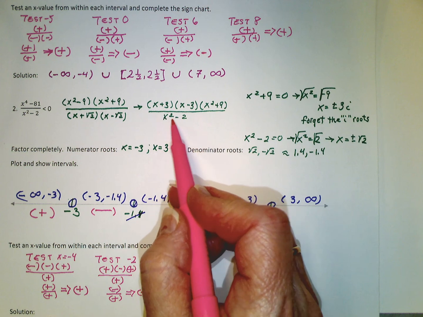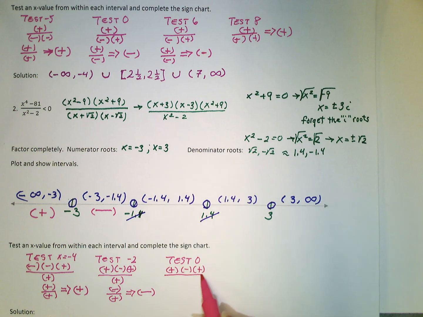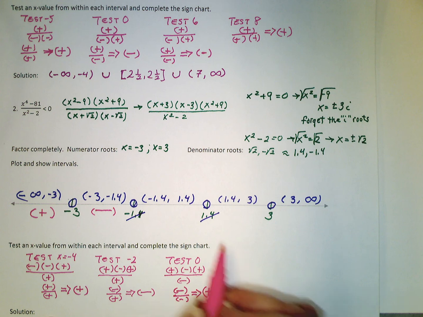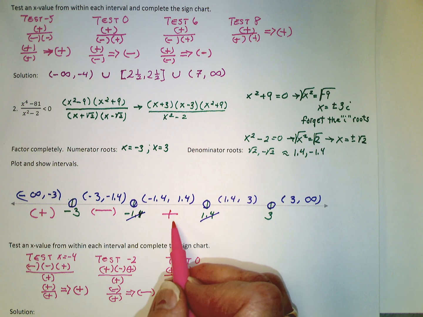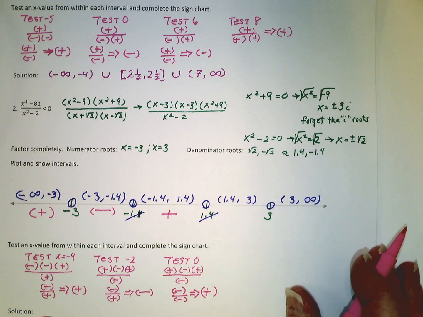Down here, if we put a 0, that's going to make the denominator negative. So we have a positive times a positive is positive, times a negative is negative. So the numerator is negative, and the denominator is negative. Overall, that makes a positive fraction. So any x value in here is going to make the whole fraction positive.